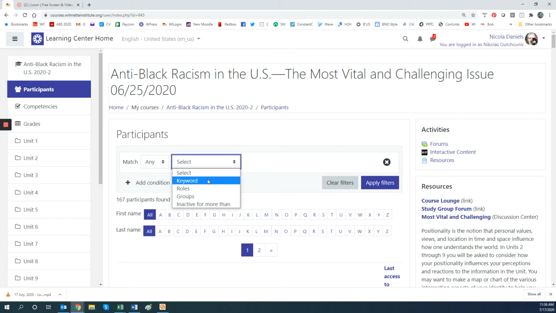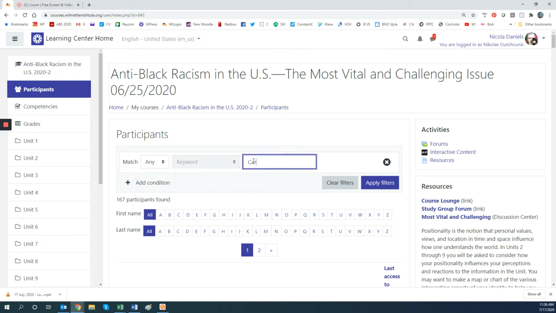Now, before we were looking at roles like teaching assistant or learner, we also looked at groups. Groups can be a local study group or it could be a mentoring group. But now we're going to look by keyword. A keyword can be a person's name. So let us say that you remember this person's name is Carol. You're going to apply filters here and see if you can come up with anybody whose name is Carol.